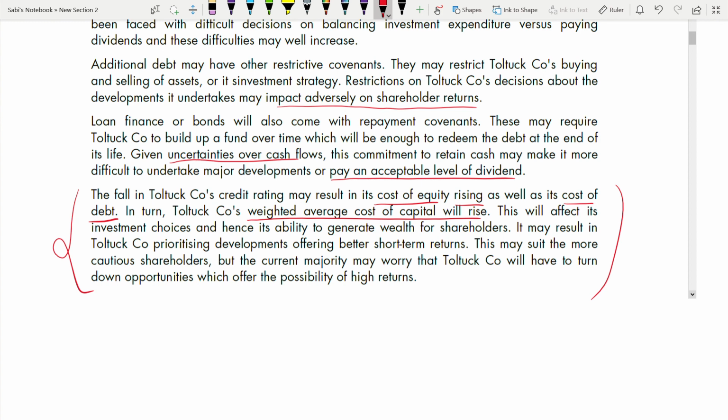It may result in Toltuck's priorities in developments offering better short-term returns. This may suit the more cautious shareholders, but the current majority may worry. So you have to talk about the minority shareholders and the majority shareholders. It is a sign of worry for the majority shareholders. Why? Because they want a stable amount of dividend. But in this condition, it does not look possible. So the current majority may worry that Toltuck will have to turn down opportunities which offer the possibility of high returns. They cannot give high returns. Majority shareholders worry about dividends, right? So Toltuck will not be able to provide those.